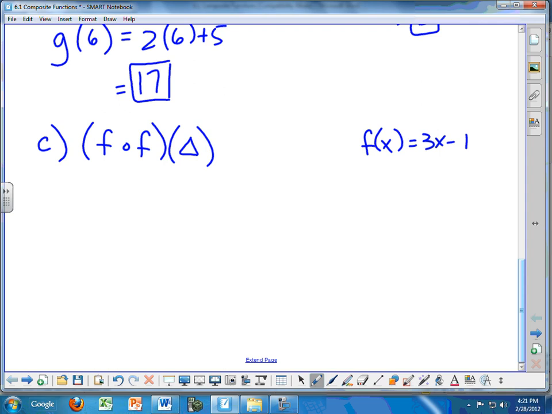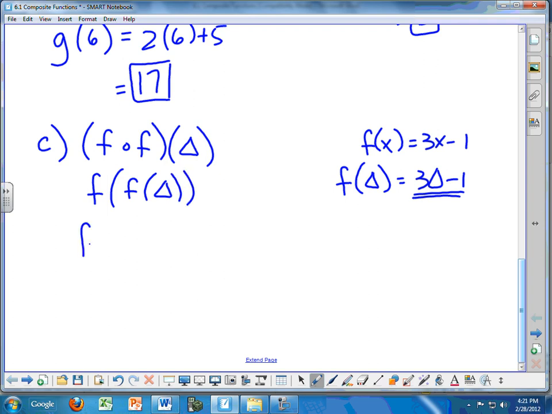So first we have to figure out what f of triangle is, and that's going to be 3 triangle minus 1. And you can't simplify that, so you're kind of stuck with it. If that's the case, then we wanted f of f of triangle, or in other words, f of 3 triangle minus 1. Take that 3 triangle minus 1 and plug it back in, you're going to get 3.